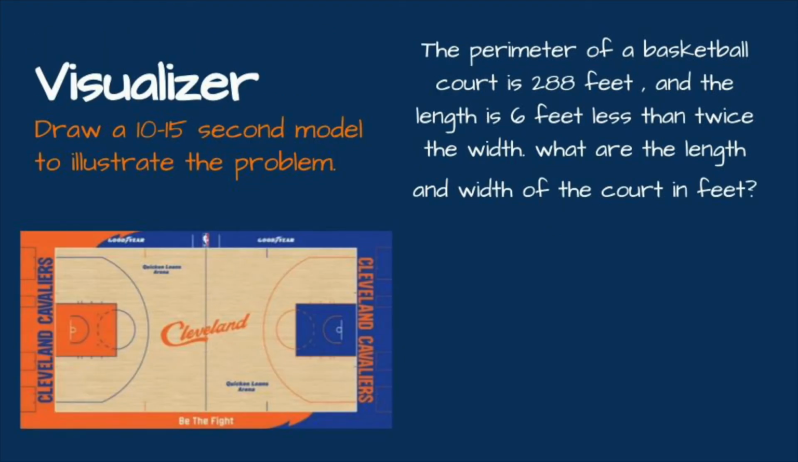The second step in this process is the visualizer. So the visualizer's role is to draw a 10 or 15-second model to illustrate the problem. They can draw whatever they think helps them make a connection. In this case, I would have drawn a Cavs basketball court and kind of made reference to it with maybe some labels as well. If you're just starting off, this should probably also be a stronger student, because typically when I rotate, I just rotate 2 goes to 1, 3 goes to 2, so on and so forth. So that makes it a little bit easier when trying to keep up and get this off the ground.